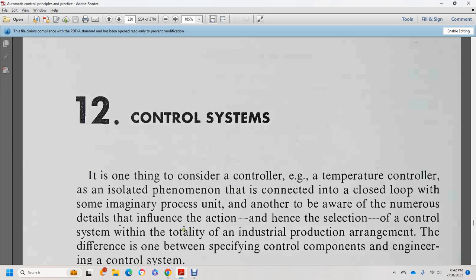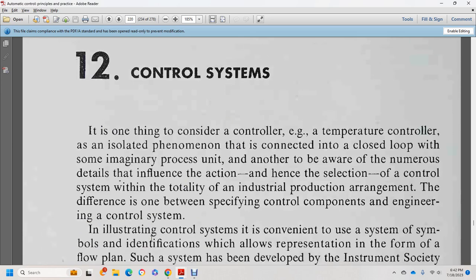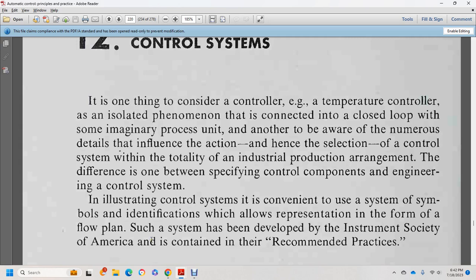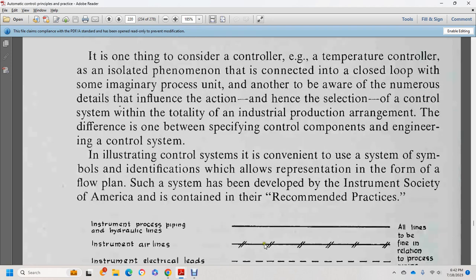The difference between the specified control and the component of the engineer control system is illustrated with the control system, the convenient use of the system of symbols of identification, allowing a representation in the form of the flow plan. A sound system has been developed: the Instrument Society of America contains the recommended practices.